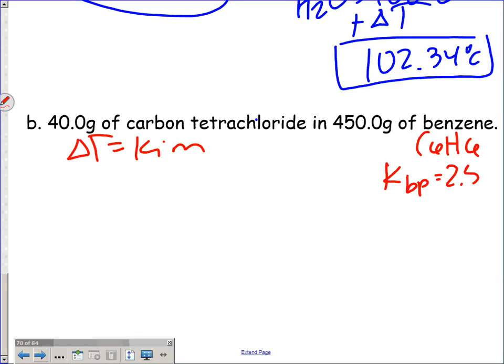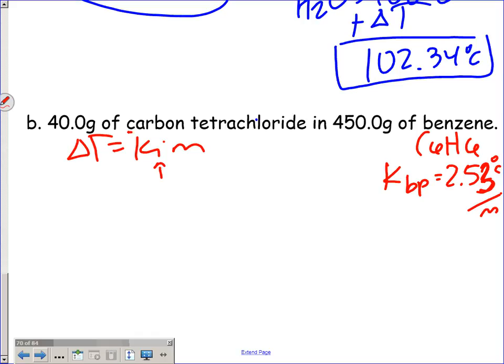2 point what? 53 degrees Celsius per mole. These are not things you should memorize. I'll always give them to you in your equations. What's the i factor relevant? Which of these is relevant for the i factor?